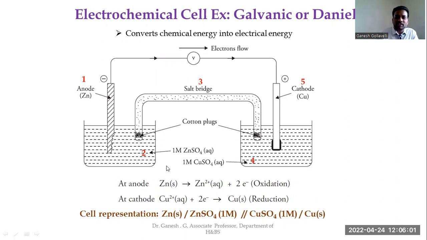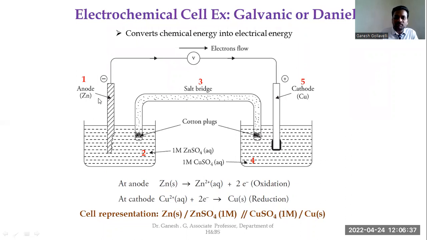For example, we have taken 1 molar zinc sulfate solution. In this solution, we immerse a zinc metal rod as an electrode. Whereas in the cathodic half cell, we have taken 1 molar copper sulfate solution. In 1 molar copper sulfate solution, we immerse a copper metal rod as the cathode. These two electrodes are connected externally, and these two solutions are connected through a salt bridge.